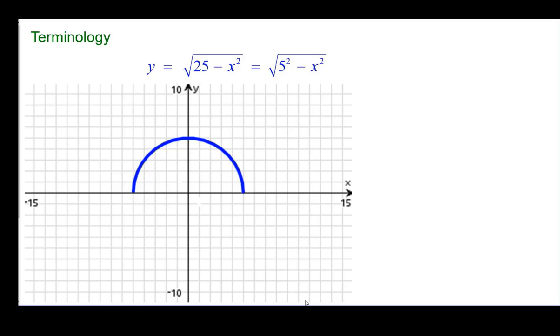So the terminology: we've got the center of the circle, which is not part of the circle, but helps us get it. We also know that the radius is 5 in many different directions. From the center to any point on the circle is going to be that 5.